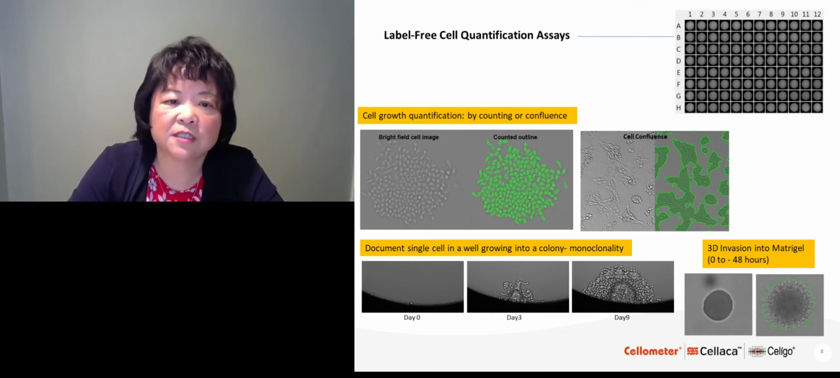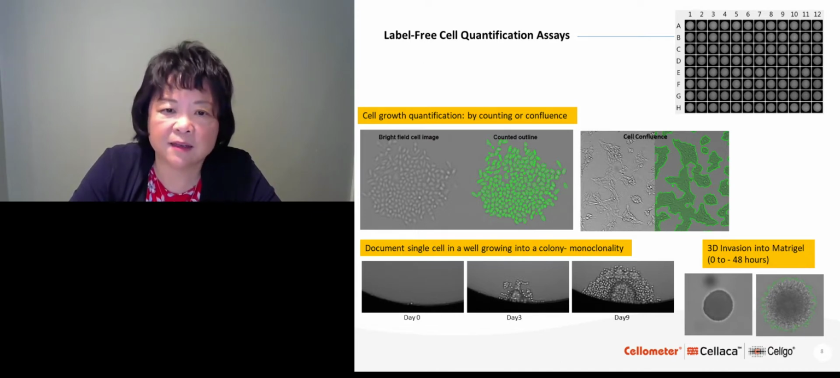It is interesting to apply the high-quality bright field image to document a single cell in a well growing into a colony to prove monoclonality.